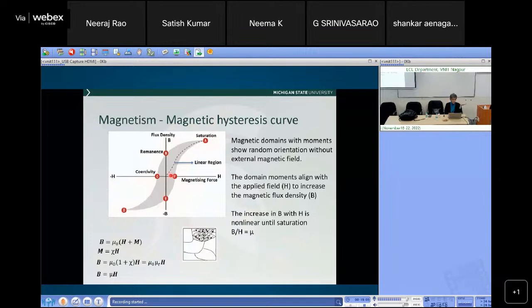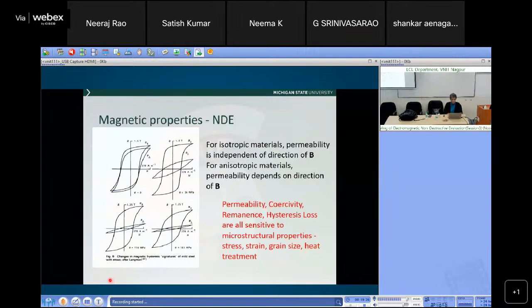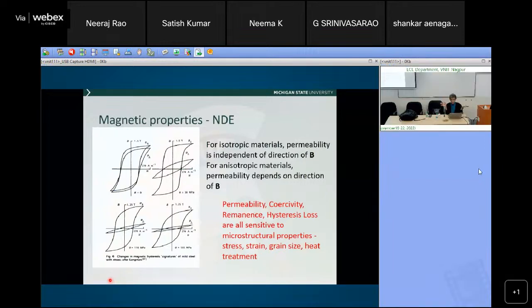So basically, this is a nonlinear phenomenon. The way B is related to H is by mu, but mu itself is a function of B. We'll see that later. So it's a nonlinear phenomenon, but this is basically the characteristic of magnetic materials. For isotropic materials, the permeability, or mu, that you calculate is independent of the direction. It's the same in all directions, based on the grain structure and all that.